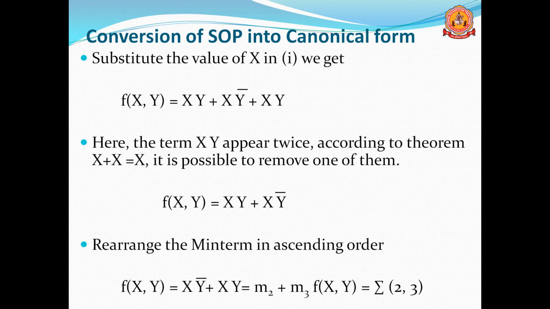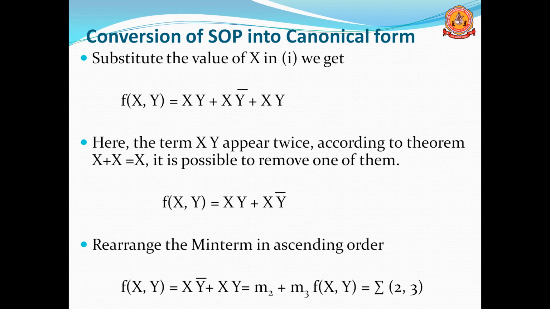X y dash means it is 0 1, because in a min term, whenever a bar is there, it is a 1. So x is 0, y dash is 1, so it is 0 1. 0 1 is the binary value, so the decimal value is 2. It's m2 plus m3, or you can use the table to write that one.